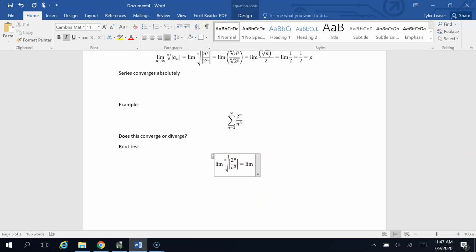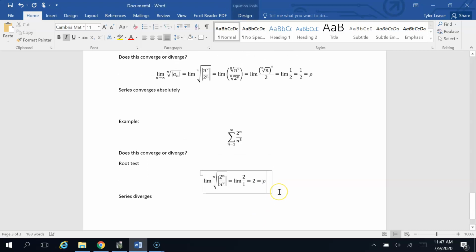If I take the nth root of that numerator, I'm just going to get 2. If I take the nth root of the denominator, it's the nth root of n cubed, which is going to be the nth root of n all cubed, which is going to be 1 cubed, which is just 1. So this time I get the limit is 2. Don't forget that that means that that's my rho. This time it's bigger than 1, so therefore the series diverges.